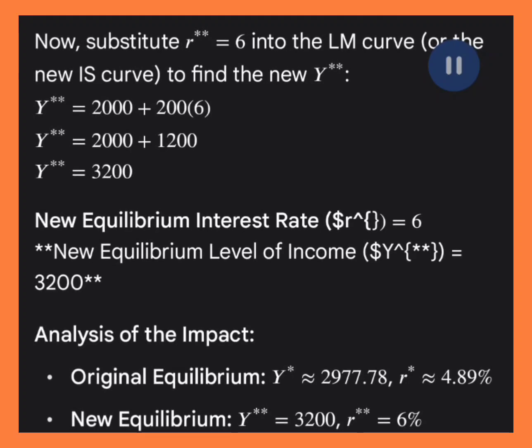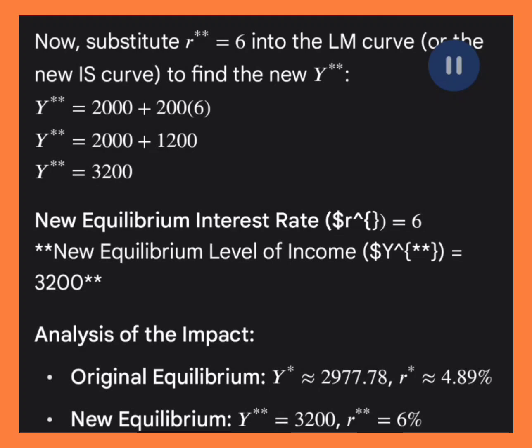Y* = 2000 + 200 × 6. Y* = 2000 + 1200. Y* = 3200. New equilibrium interest rate r* equals 6%. New equilibrium level of income Y* equals 3200.